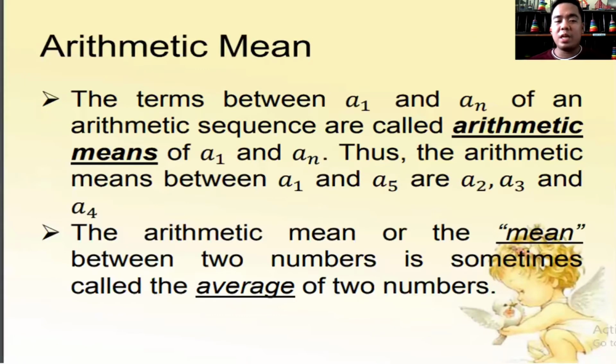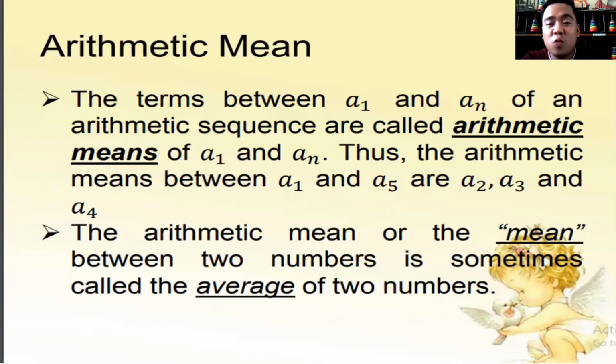So, what is an arithmetic mean? The terms between A sub 1 and A sub n of an arithmetic sequence is called an arithmetic mean. Meaning, ang tunga-tunga. Okay? Arithmetic means of A sub 1 and A sub n. Thus, the arithmetic means between A sub 1 and A sub 5 are A sub 2, A sub 3, and A sub 4. So sila man siya na ay tunga-tunga. Umana ko, what is the arithmetic mean of between A sub 1 and A sub 3? So your answer is A sub 2.